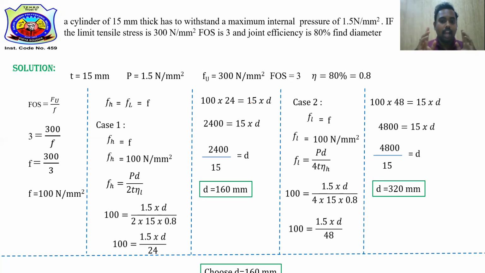But in this case, I have got two values. One is 160 and one more is 320. Out of 160 and 320, I should choose the lower value, that is 160 mm. Students, that's it. This is the solution for your question.